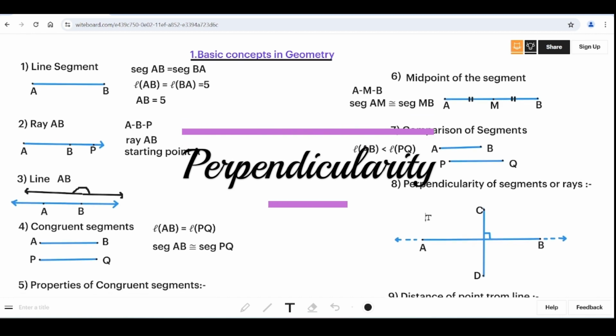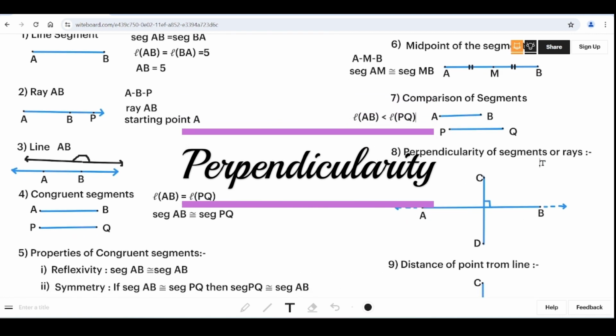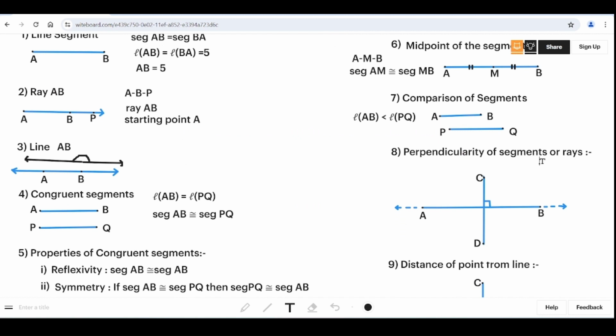Now, perpendicularity of segments and rays. Now see, here we are having the segment AB, which is later on extended. We can say that it is also line AB. And here we are having a segment CD. Now see, if this segment makes a right angle, a 90-degree angle, with any line or a ray or a segment, then we can say that the ray CD is perpendicular to the line AB.